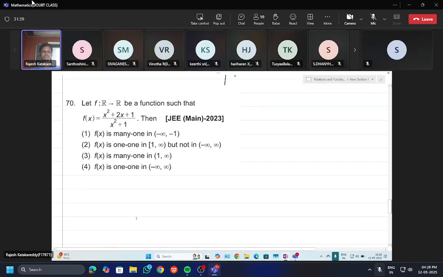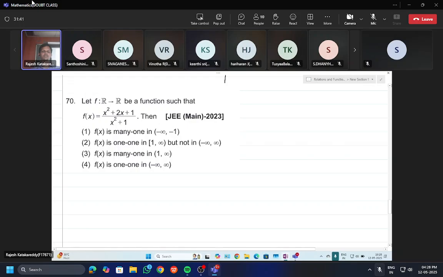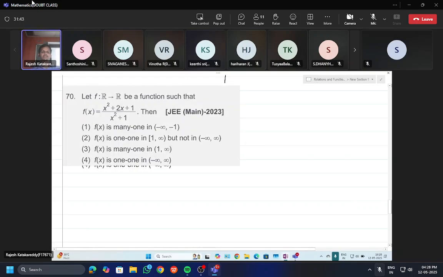According to the problem, f maps real to real. The function f of x is given such that in the options they have given: f of x is many-one in the interval minus infinity to minus 1. The second option says f of x is one-one in the interval 1 to infinity but not in minus infinity to plus infinity. The third is f of x is many-one in 1 to infinity. The fourth is f of x is one-one, right?